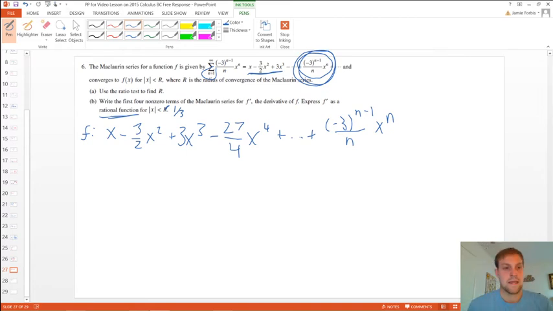Okay. Now, if I take the derivative, if I get my first four non-zero terms of the derivative, f prime of x, okay, it's the derivative of each of these four terms. So the derivative of x is 1. The derivative of 3/2 x squared becomes 3x. The derivative of 3x cubed becomes 27x squared. This becomes 27x to the third.